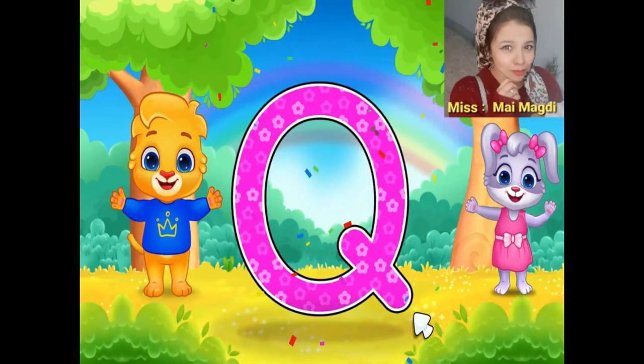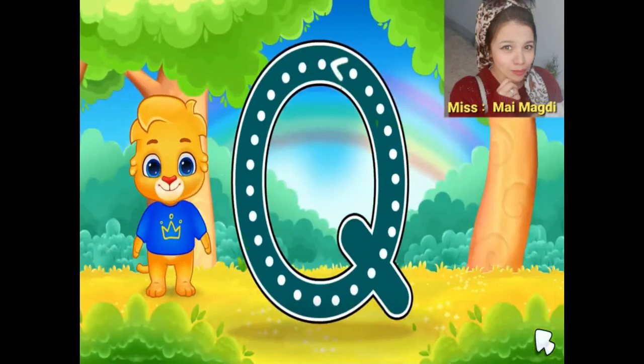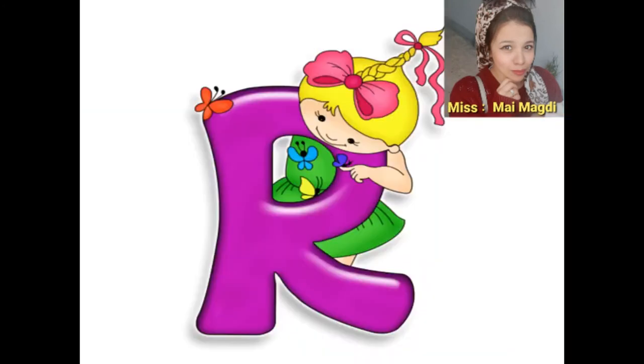What's this letter? Q. What's the sound of letter Q? K, K, K. Again. K, K, K. Excellent. Okay. After letter Q, ايه letter اللي عندي بعد Q؟ عندي letter R. Raise your voice.